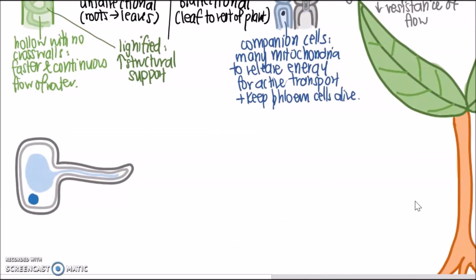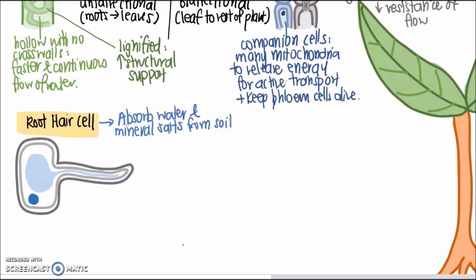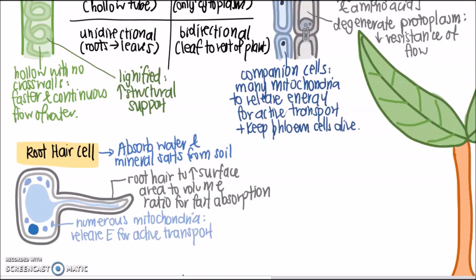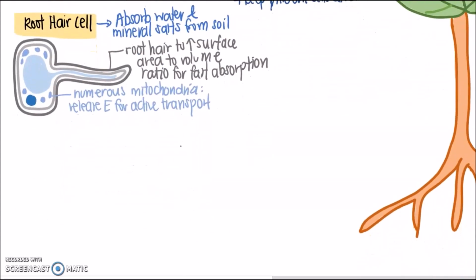The next specialized cell that we're going to look at is actually the root hair cell. You have been familiar with this. It actually absorbs water and mineral salts from the soil. This is also covered in our cells chapter. It has this long protrusion called a root hair to increase surface area to volume ratio for fast absorption. And it also has these organelles. This is not chloroplast, but these are actually mitochondria. Whenever we have a lot of mitochondria, it is to release energy for active transport. So water and mineral salts, right?